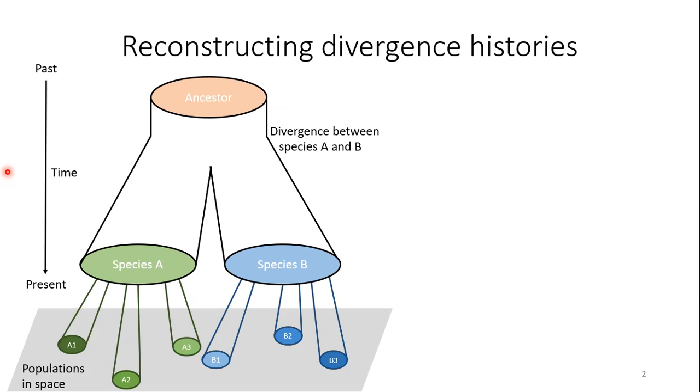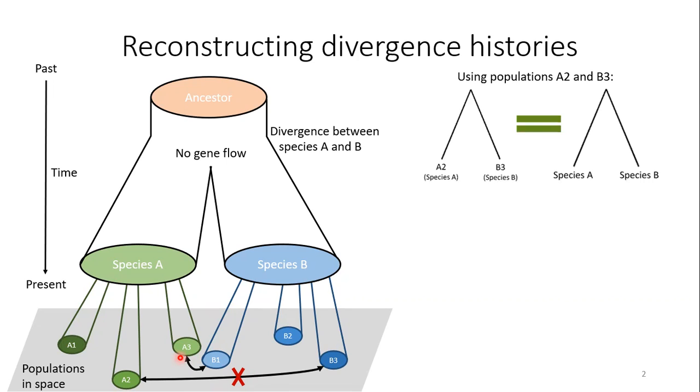Let's assume, for example, that species A and B diverge without gene flow, and that presently the populations A2 and B3 exist in allopatry, and that the populations A3 and B1 are currently exchanging migrants. If we were to reconstruct the speciation history between species A and B with populations A2 and B3, we would obtain a population history that matches the history of the species.